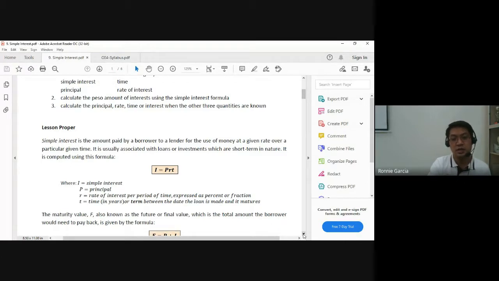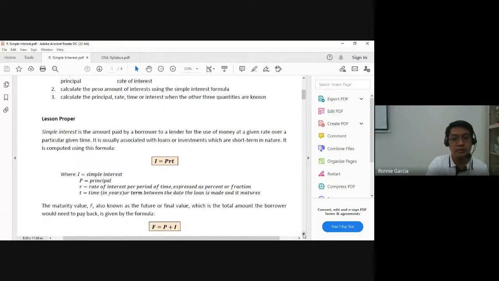So kung months lang ang imuhang given sa problem, i-convert ninyo into years because naka-default naman ang formula I is equal to PRT in years. So naa na ang legend, I is equal to simple interest, P, R, and T. So klaro na. Thank you for reading. Again, please take note of that formula because that will be used later during our problem-solving activity.